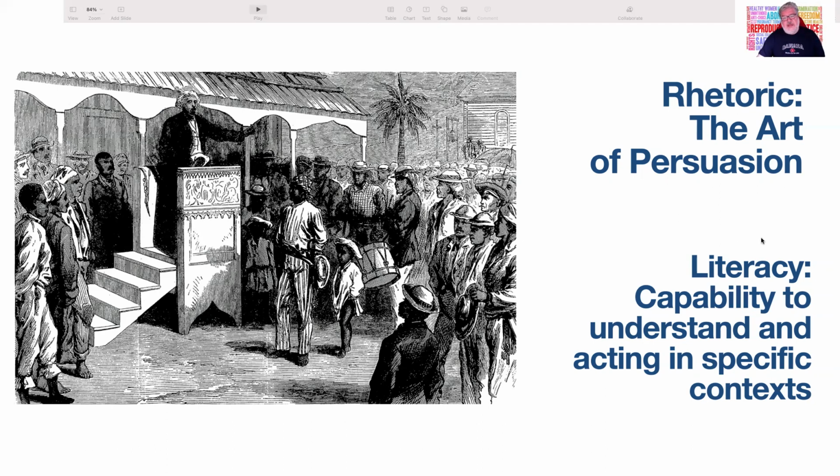Academic literacy is the capability to understand and act in school, in academic situations, to be able to meet the demands of an academic class, usually through reading and writing, and being able to perform at an adequate level in those classes. Doesn't mean you always do it, but having that academic literacy is important.